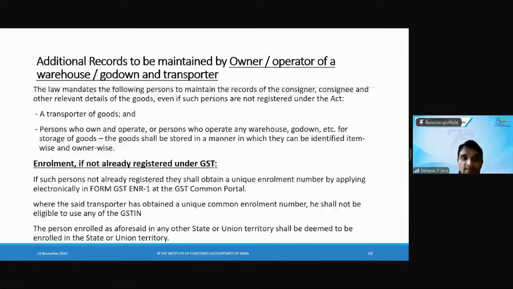Who are they? Transporters of the goods, and the persons who own and operate, or persons who operate. They could be owner and operator, or the owner could be someone else and the operator another. So whose primary responsibility will it be? The operator's. So the person who owns and operates, or the person who operates any warehouse, godown, etc. for storage of goods, the goods shall be stored in such manner that they can be identified item wise and owner wise.